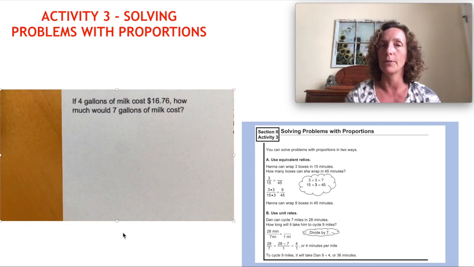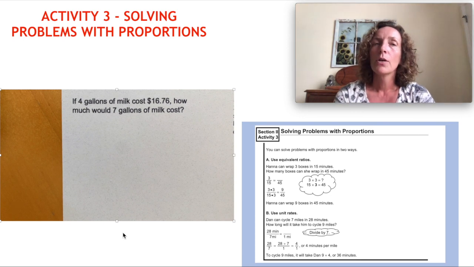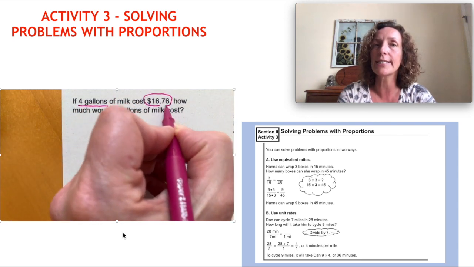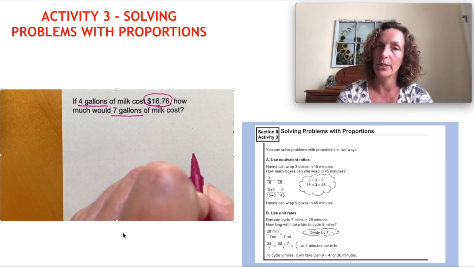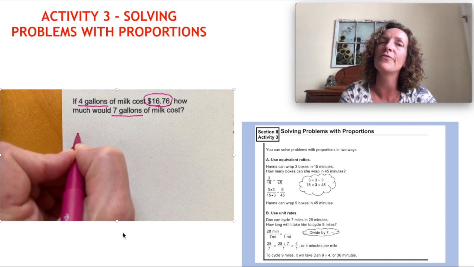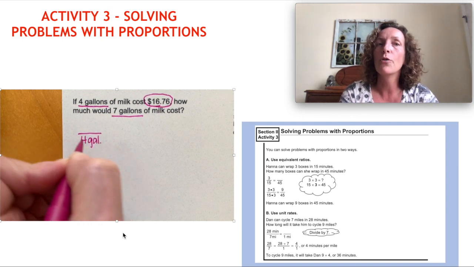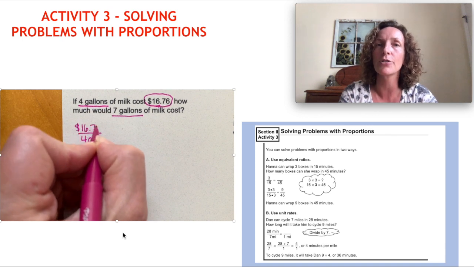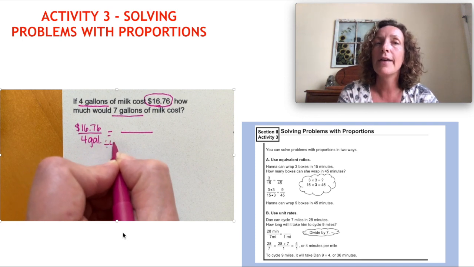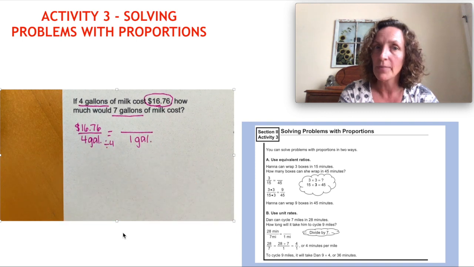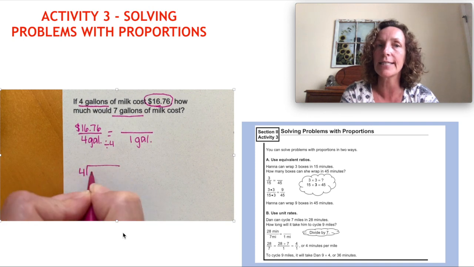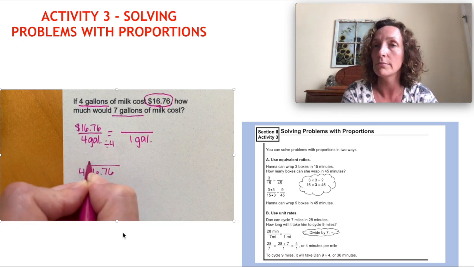Now let's look at another problem. In this problem, we've been given this. If 4 gallons of milk cost $16.76, how much would 7 gallons of milk cost? In this problem, rather than using equivalent ratios, it would be much easier to find a unit rate and then multiply. So 4 gallons of milk costs $16.76. To find the unit rate, we're looking for an equivalent ratio that has 1 as its denominator. So we want to know how much 1 gallon of milk costs. So we need to take $16.76 and divide it by 4 as well.